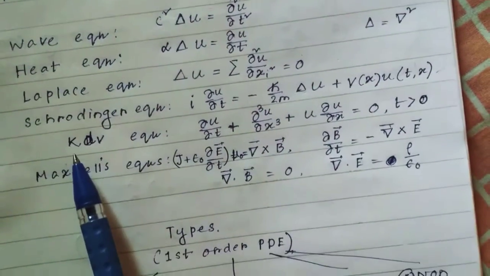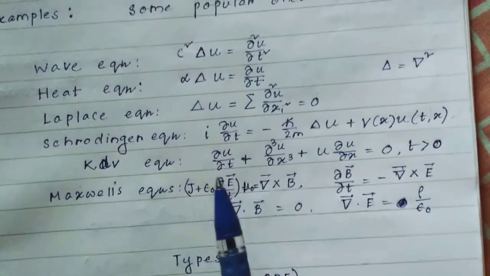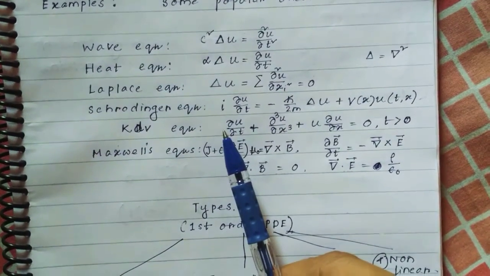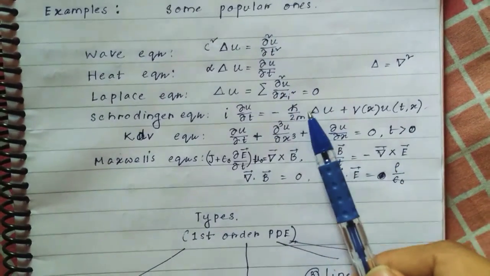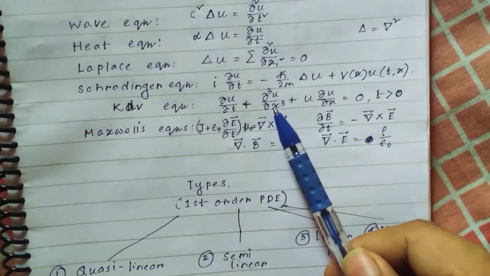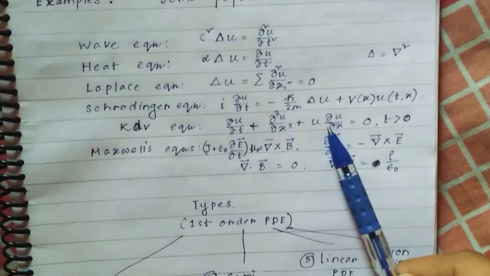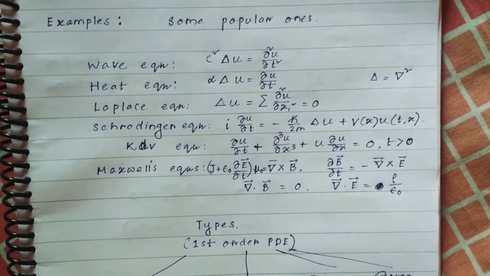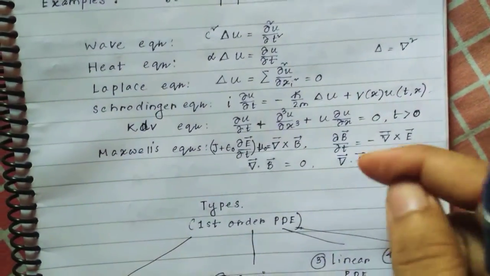There is another equation I am also mentioning here. This is the KdV equation. So what is the KdV equation? The KdV equation is another equation which is non-linear. All the equations I have mentioned earlier are linear, but this equation is non-linear. But although it is non-linear, this equation has an exact solution. Very few non-linear PDEs have solutions. KdV is one of them.